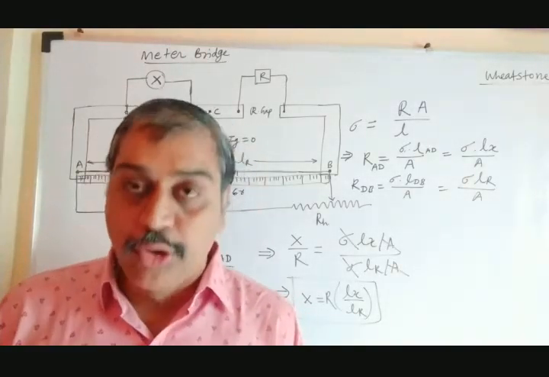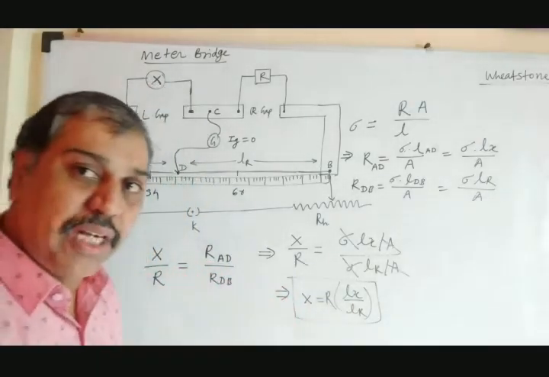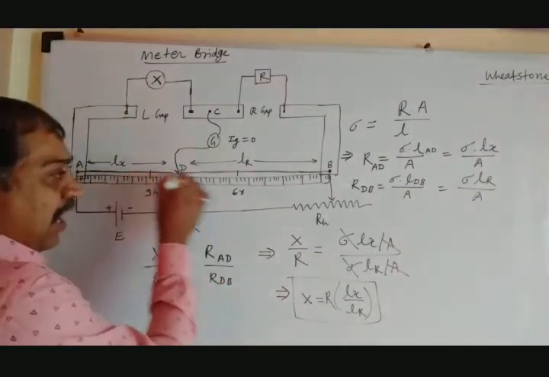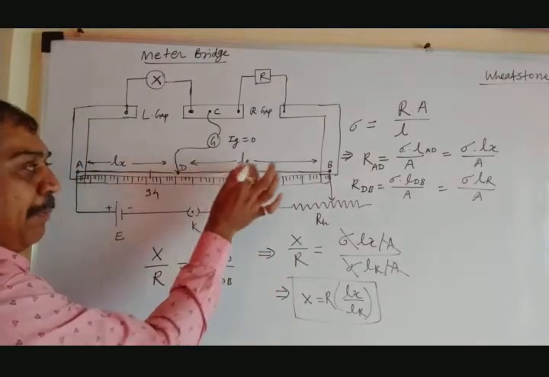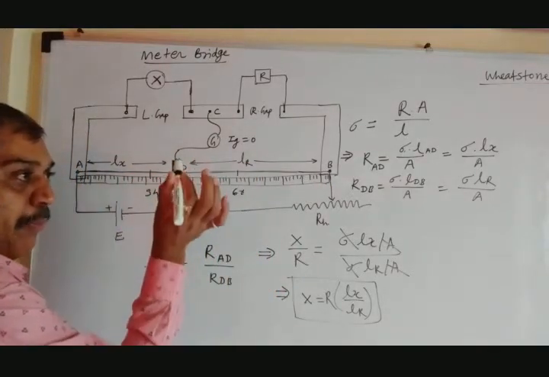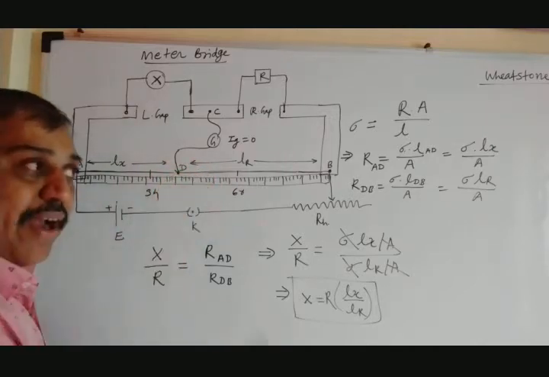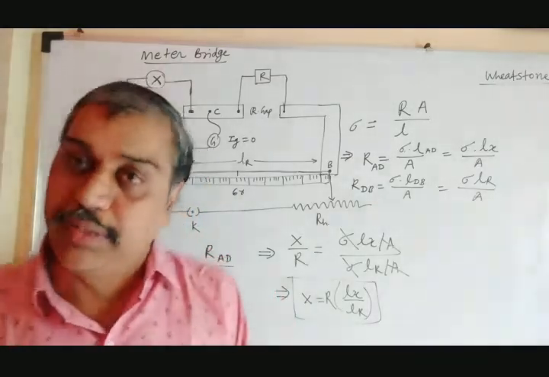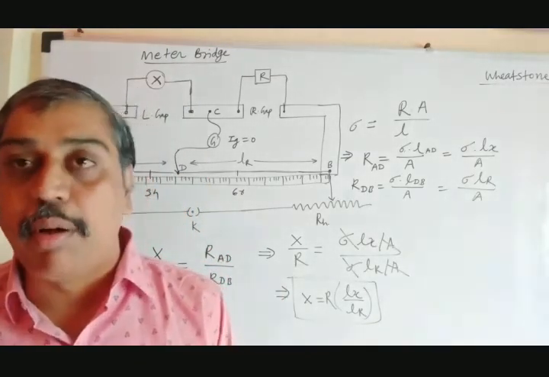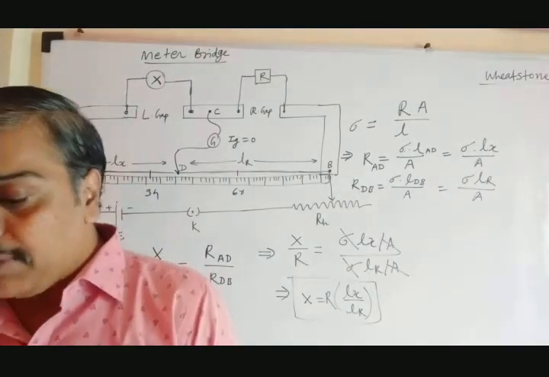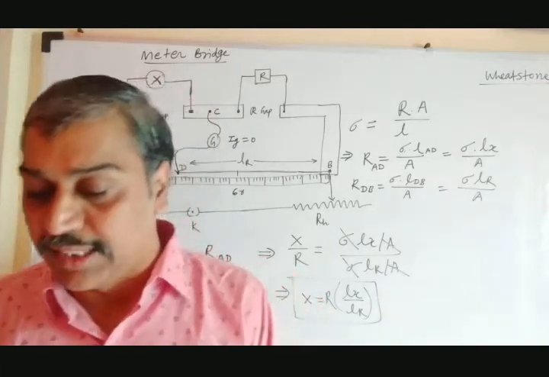Third one, the jockey should not slide, it should be tapped. Some students or observers just slide it like this. No need to slide, just touch it. Tap it, move it up, again place it, again move it up; that is tapping. Tap it and find a point D where the galvanometer shows zero deflection. So these are the probable errors and the probable solutions. And apart from this, it's better if we use a wire AB having a uniform cross-sectional area.